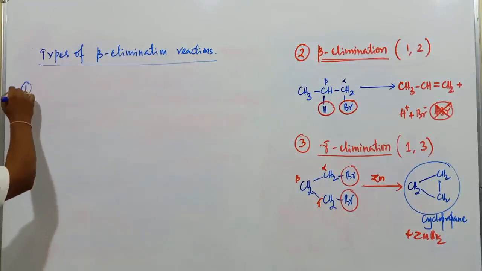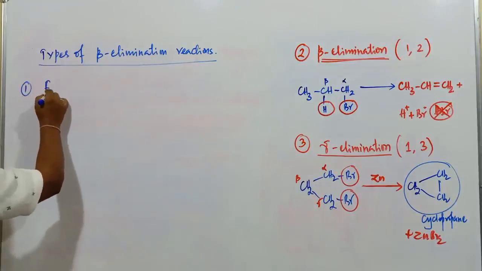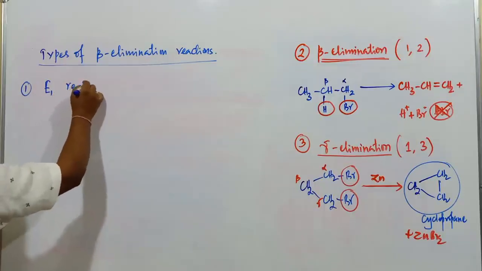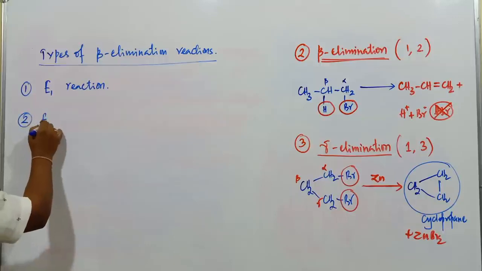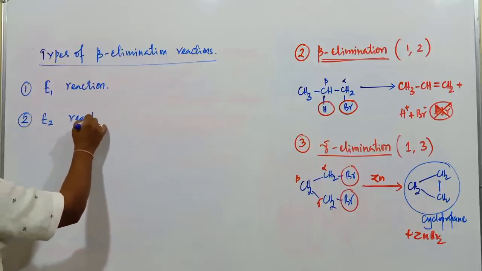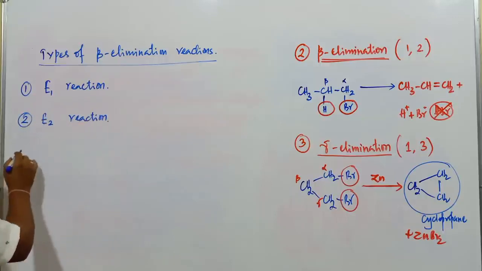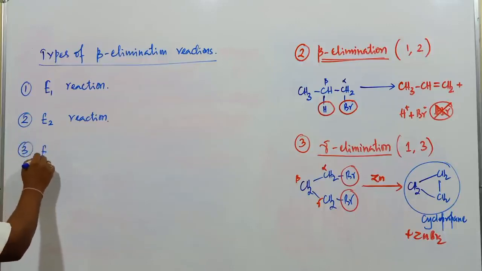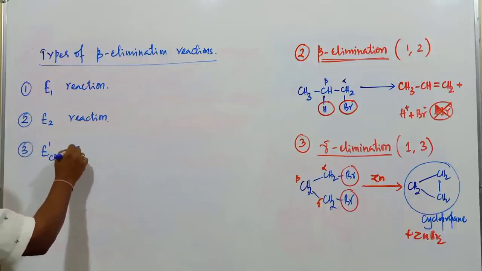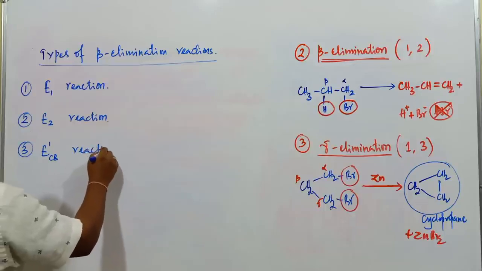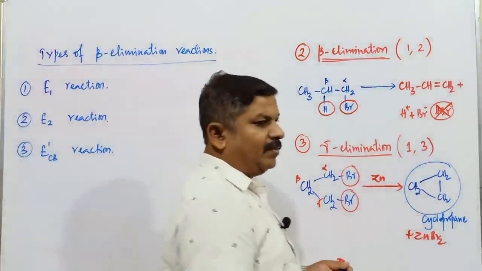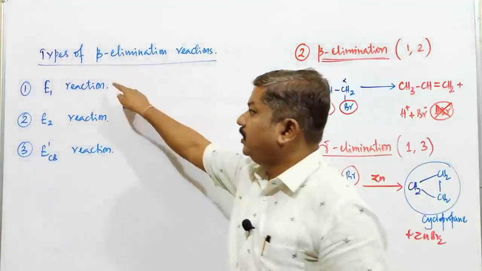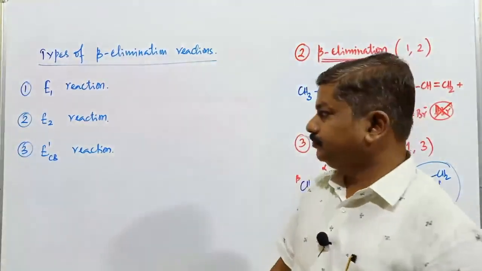Number one, it is E1 reaction. Second one, it is E2 reaction. Third one, it is E1 Cb reaction. Cb refers to here conjugate base. What is E1 reaction? What is E2 reaction? And what is E1 Cb reaction? Mainly our discussion is concentrated on E1 and this E2 reaction.